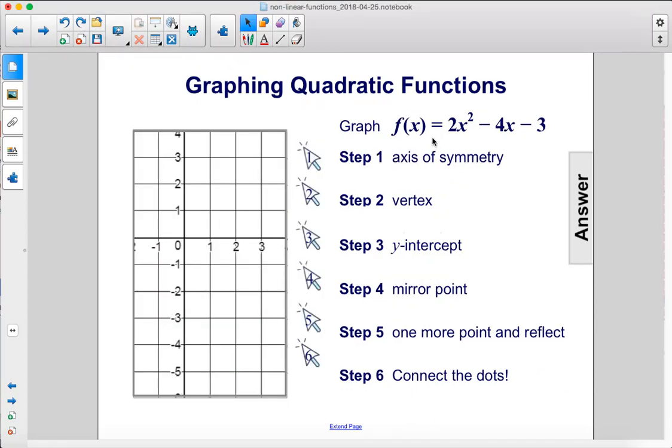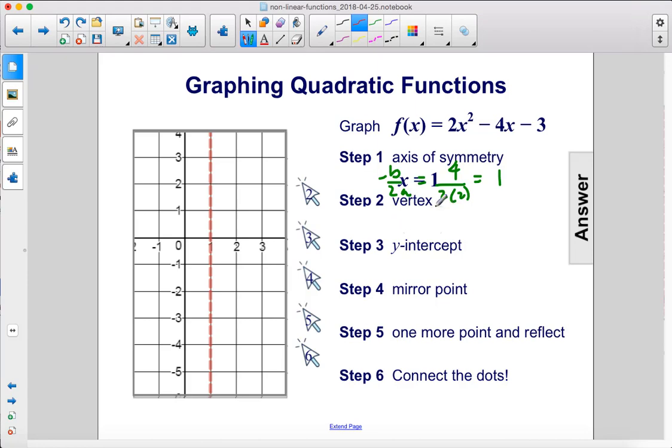Let's graph f of x equals 2x squared minus 4x minus 3. All right, let's find the axis of symmetry, which is negative b over 2a. Negative b would be positive 4 over 2 times 2, so that is 1. So we draw a red dotted line at 1.